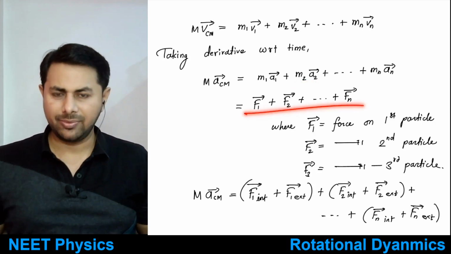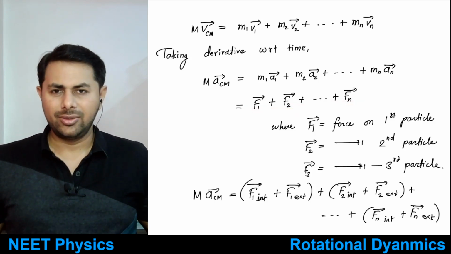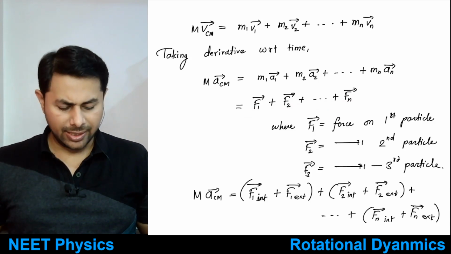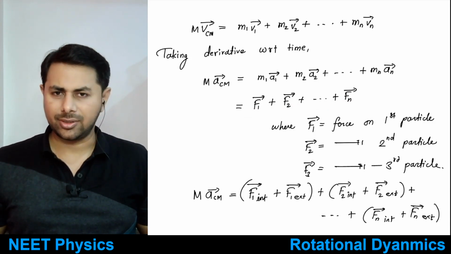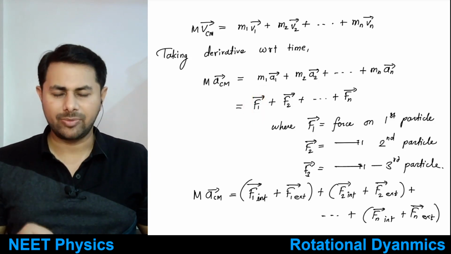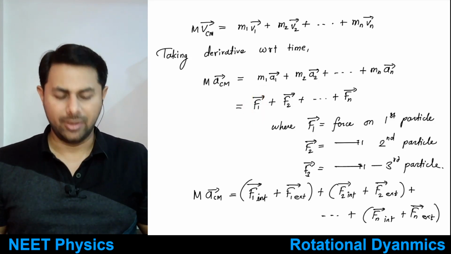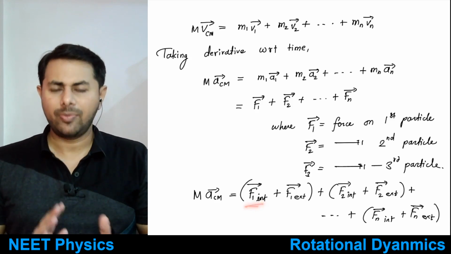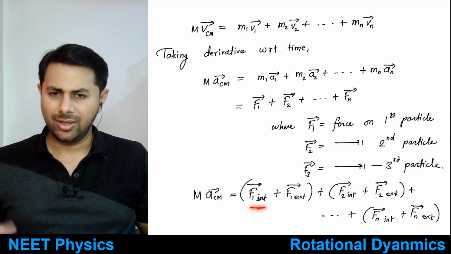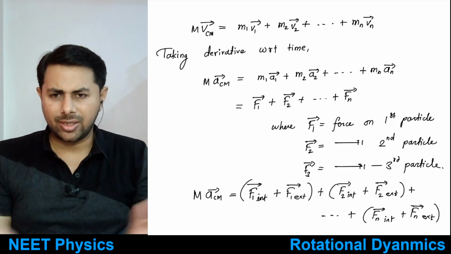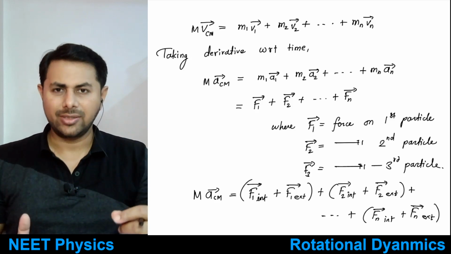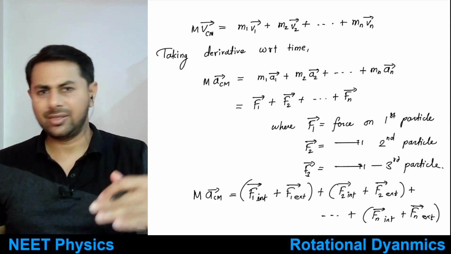So if you add it up, then what do you get? You get total force acting on the body, right? You get total force acting on the body. So now this F1 bar, the force acting on first particle, it can be of two types. It is sum of internal force and the external force, right? It is sum of internal force, means force due to other particles within the body acting on the first particle, plus force due to some external agency.